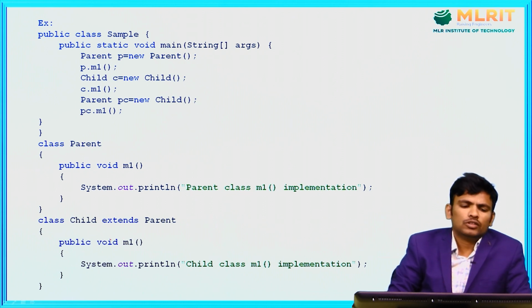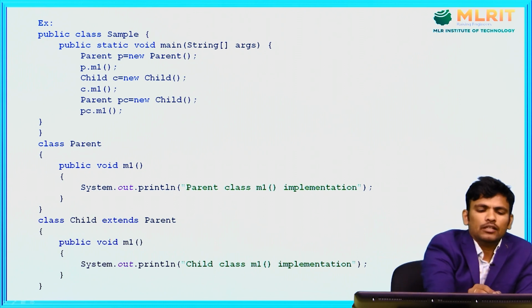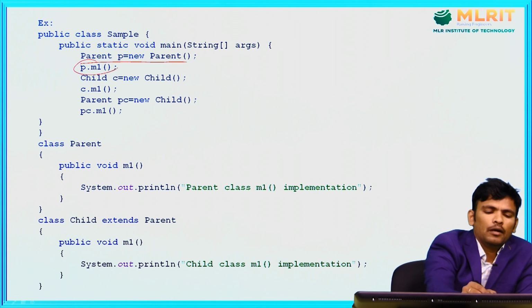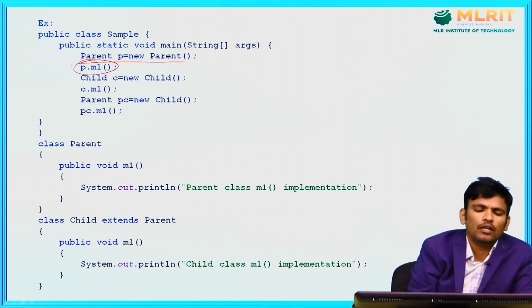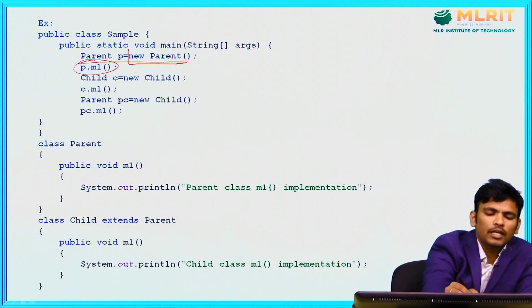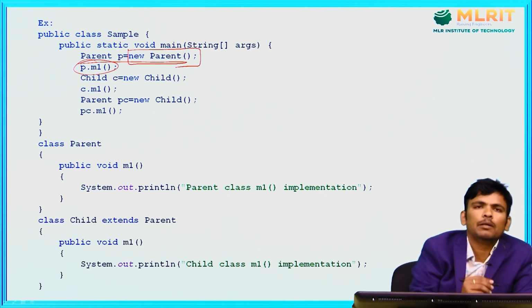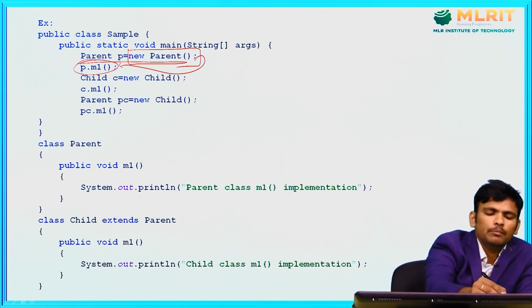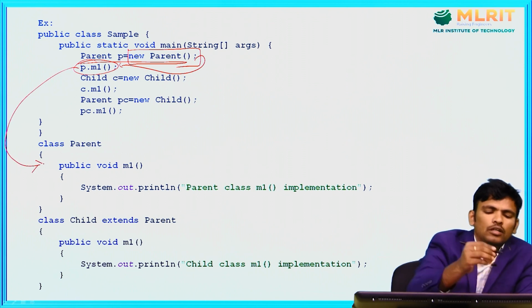Suppose you take an example. See here, I create an object of the parent class and I am calling the M1 method. Now what will happen? The JVM will consider only the object. You created an object of the parent class, so it will check the parent class M1 method. Whenever you create an object, it will point to this part.